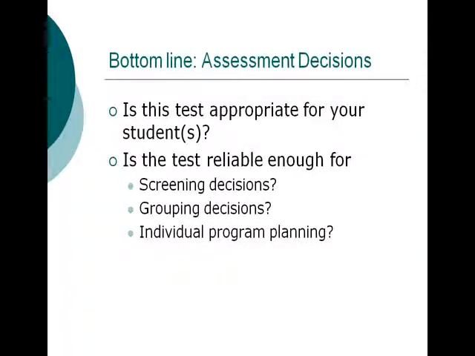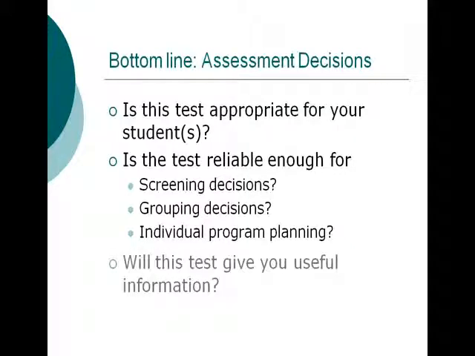Okay. Is the test reliable enough for screening decisions? Do you remember what the correlation coefficient needs to be for screening decisions? 0.7. 0.70. Is it reliable enough for grouping? 0.8. Right. And for individual program planning? 0.9. You got it. Okay.